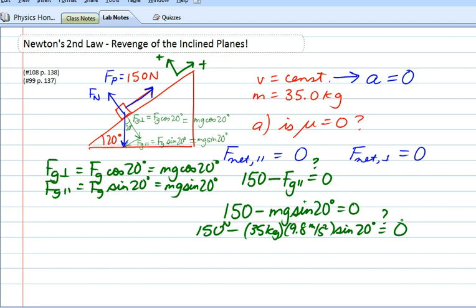And it turns out that 35 times 9.8 times the sine of 20 is only 117 newtons. So 150 newtons minus 117 is not equal to 0. So to answer the question, is this ramp frictionless? We have to say no, because we're moving with a constant speed, but gravity alone is not enough. Gravity alone only gives 117 newtons, and that's not enough to balance the 150. So we know that there's got to be some kinetic friction going down the incline.